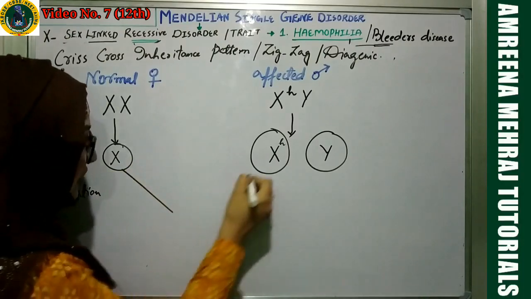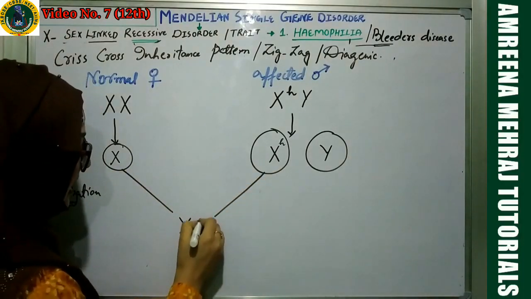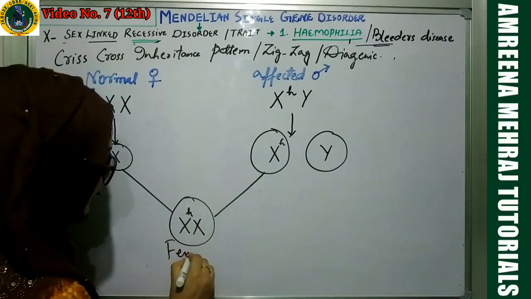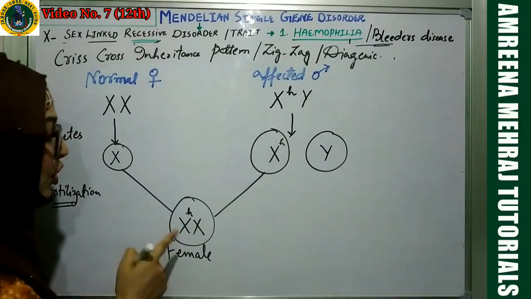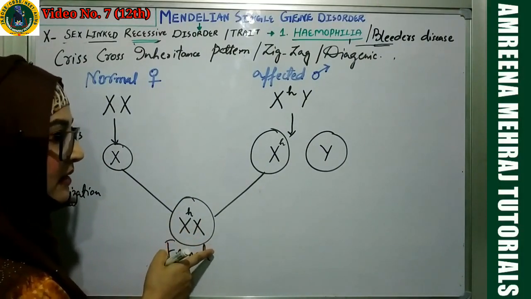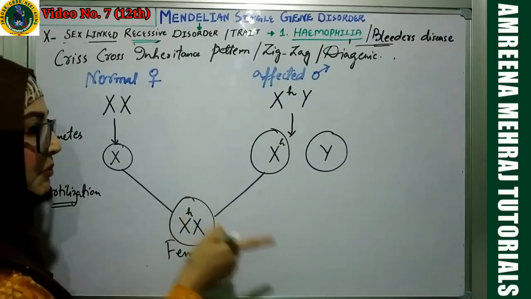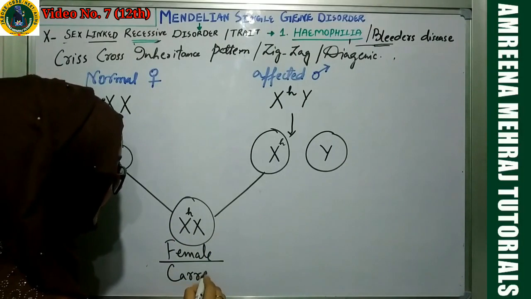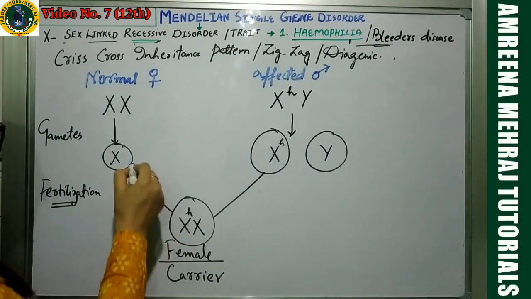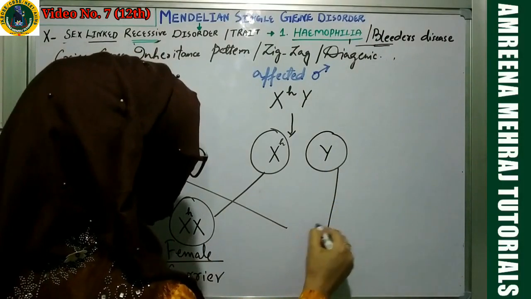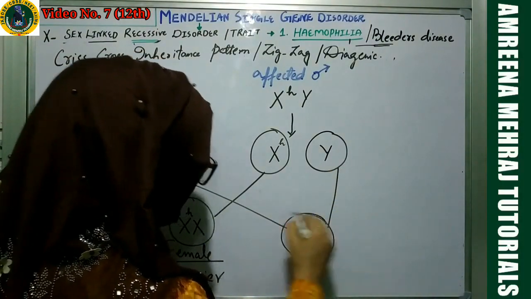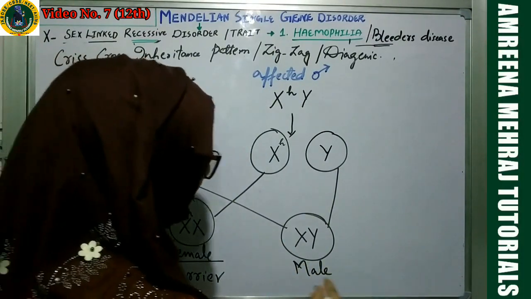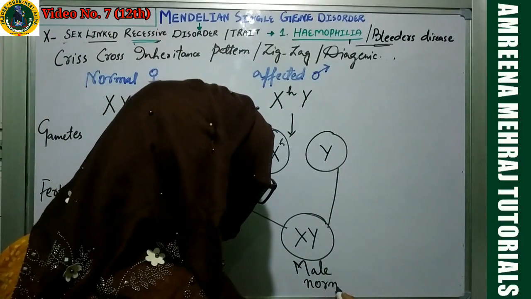If this X fertilizes this X^H, what is the product? XX^H, but one X is defective. The product will be a female. Will she develop the disease? No, because the dominant gene on the homologous pair chromosome will do the job, that will produce the blood clotting factors. This female will not be affected, although she will be a carrier. Simple. If this X chromosome fertilizes this Y chromosome, the individual will be male, as usual. No effect. So this will be a normal male.